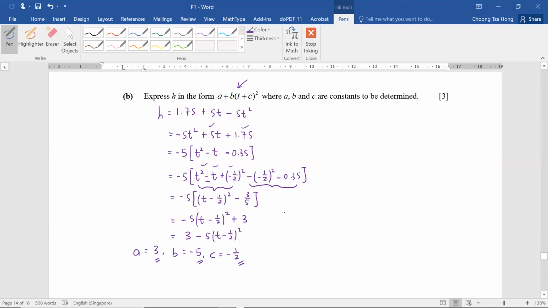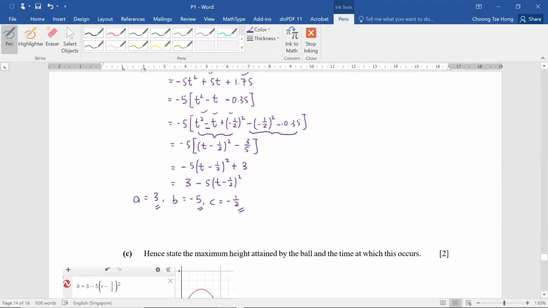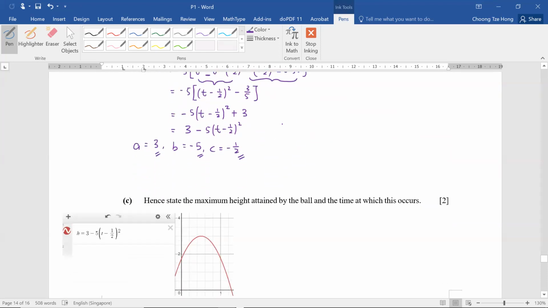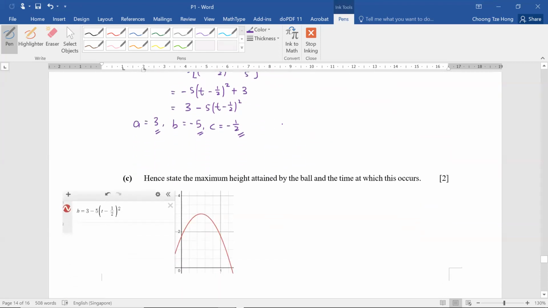The steps seem long because I show every single step, but in normal practice, if you are familiar with it, you should be able to skip a couple of steps. The next part: hence state the maximum height attained by the ball and the time at which this occurs.